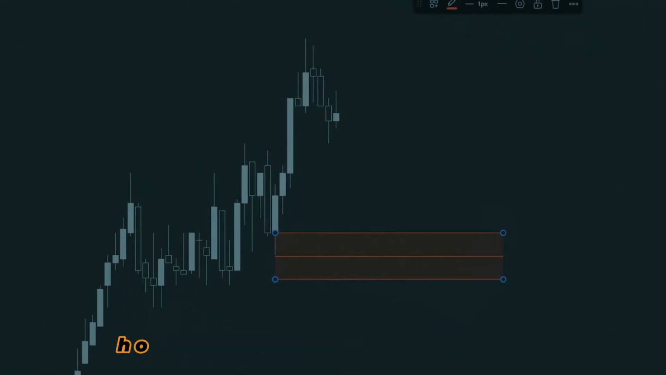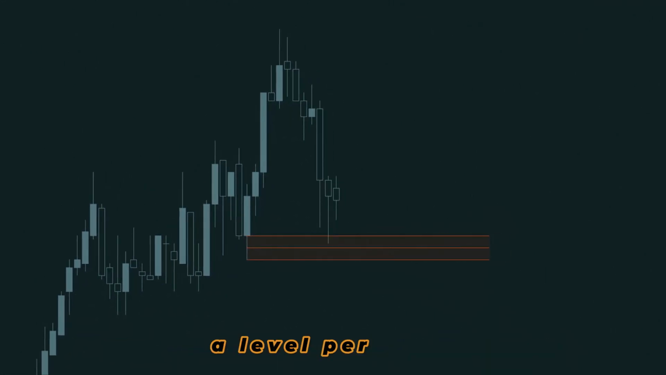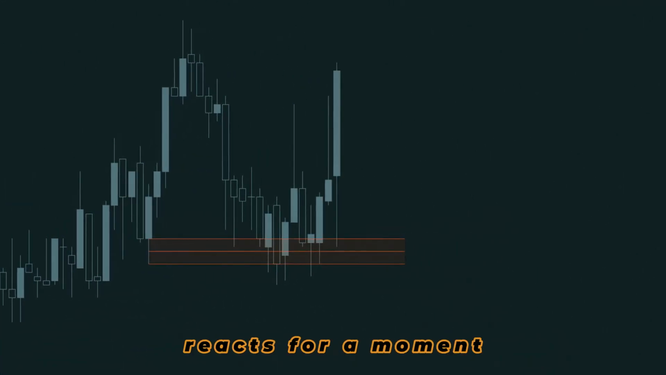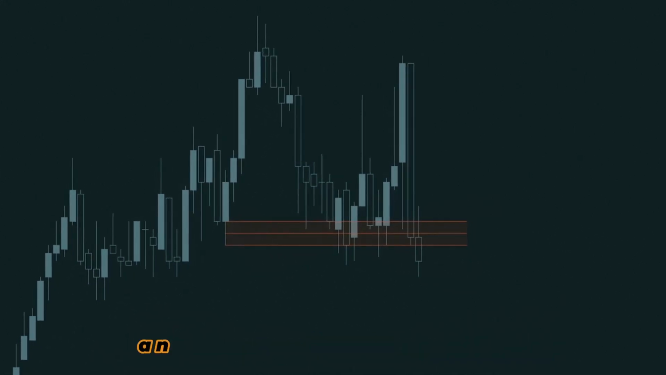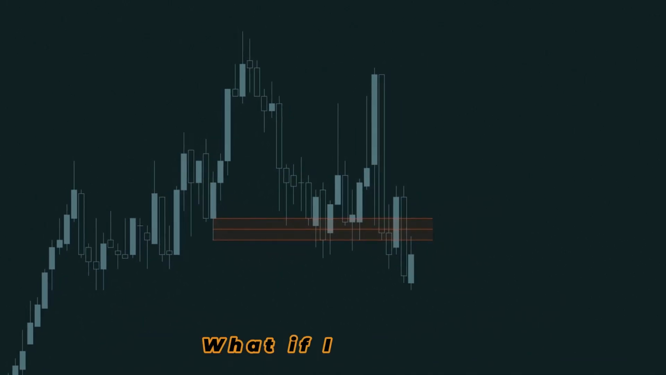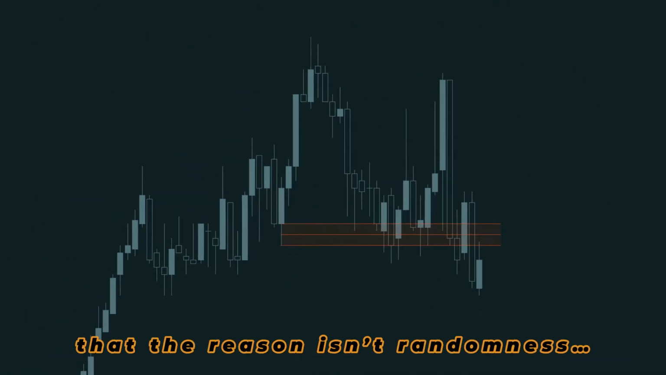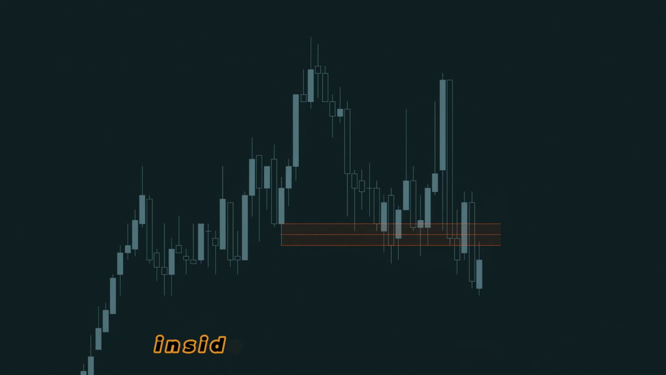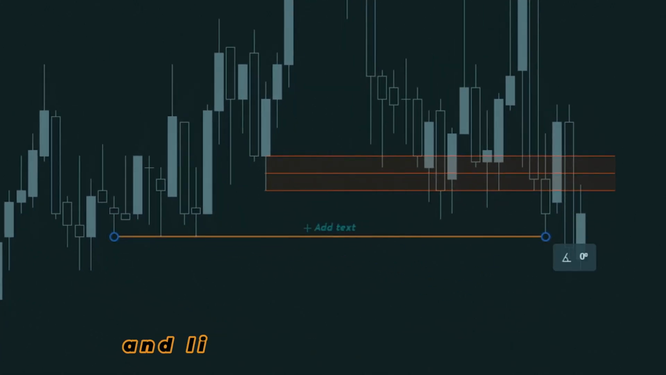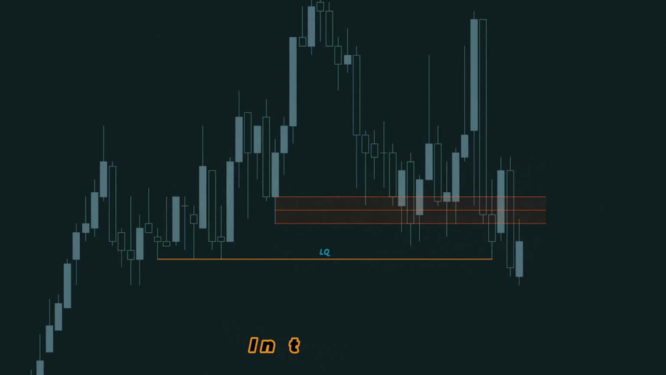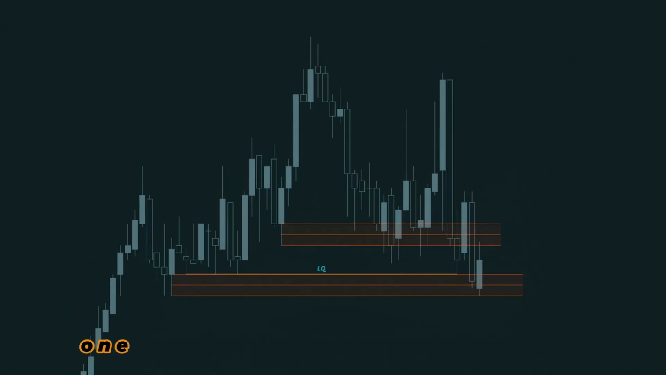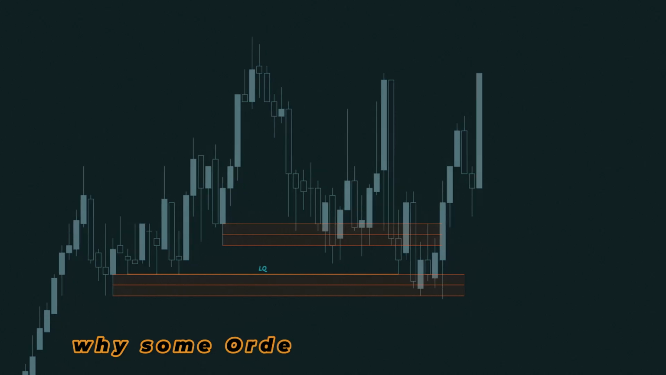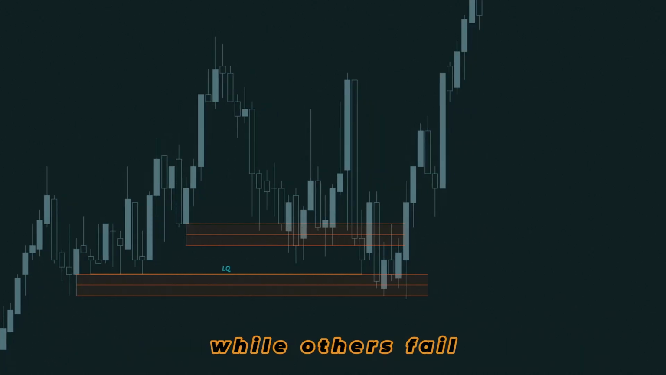Have you ever noticed how price sometimes touches a level perfectly, reacts for a moment, but then suddenly reverses and wipes out everything? What if I told you that the reason isn't randomness, but something hidden inside how order blocks and liquidity actually work? In this part, we're going to uncover one of the most overlooked truths about market movement: why some order blocks hold strong while others fail.